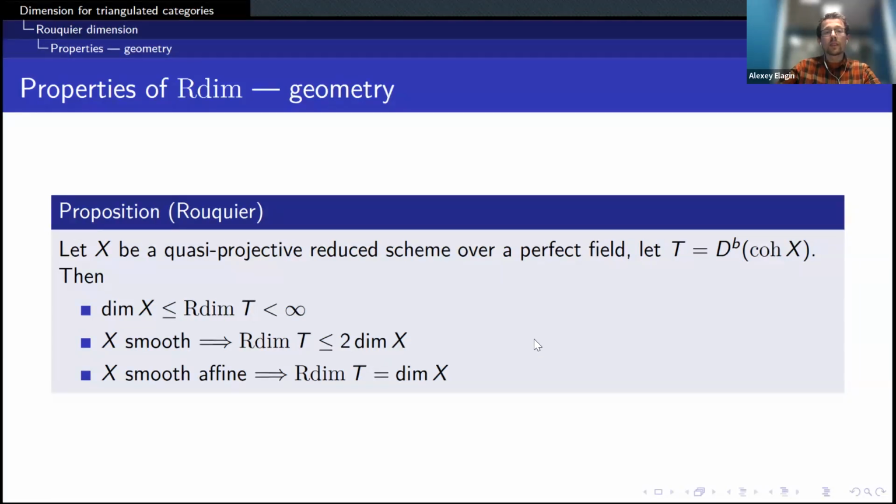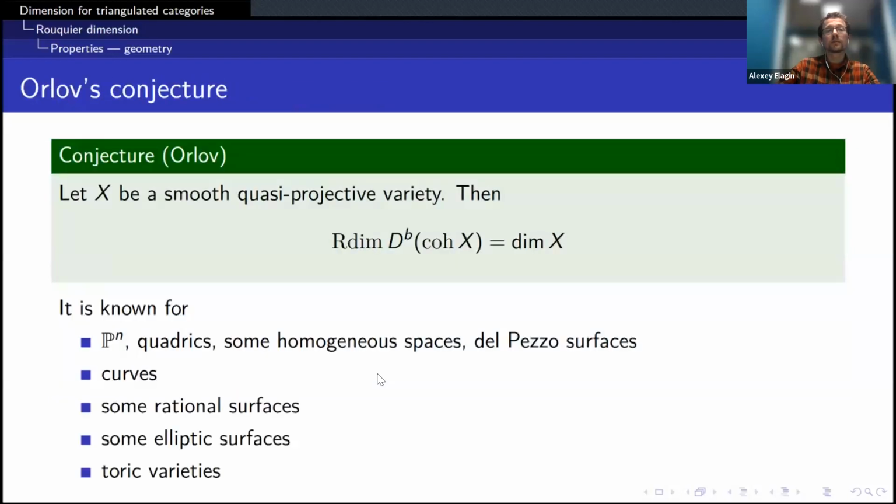And moreover, in all examples when the dimension of the derived category can be computed for smooth varieties, it is equal to the dimension of the variety itself. So it was conjectured, and now it's called Orlov's conjecture, that this holds for all smooth and quasi-projective varieties: the Rouquier dimension of the derived category equals the dimension of the variety.